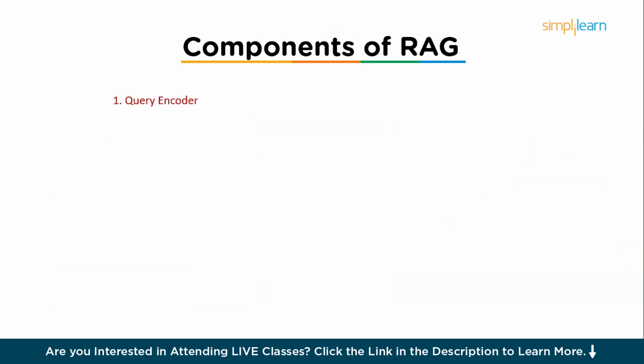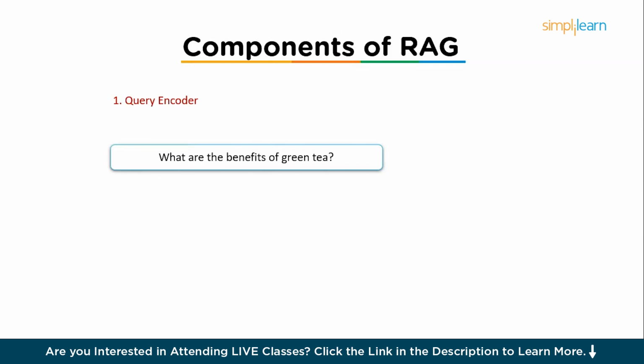The first we have query encoder. So what does it do? The query encoder takes the user's question like what are the benefits of green tea, and it turns it into a mathematical formula called a vector. So this makes the question searchable by the machines.